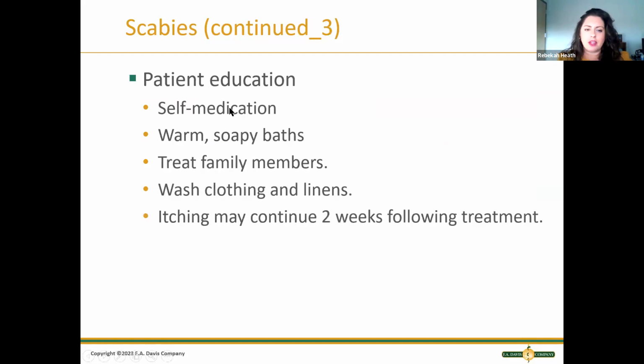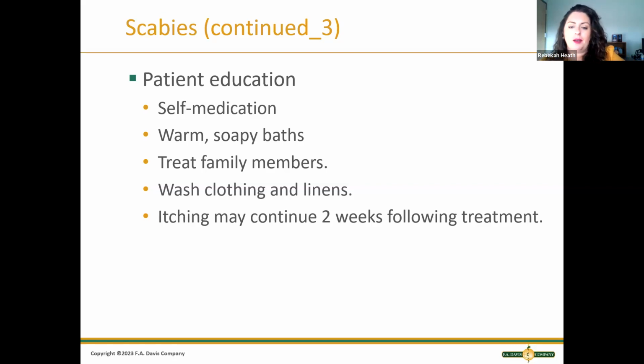Again, we want to do patient education, right? How do you treat this? Warm soapy baths can be very comforting for them. We also want to make sure, hey, if you have it, do your family members have it? Do they know what to look for? Are they seeking care? How do you wash your clothes and linens to help prevent from spreading it or getting it again?